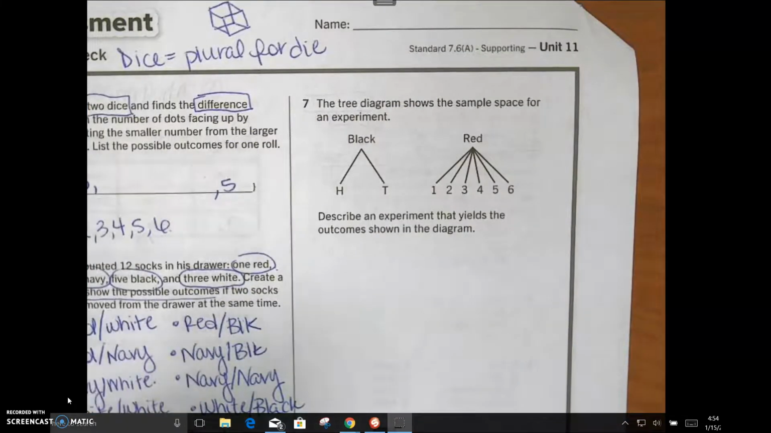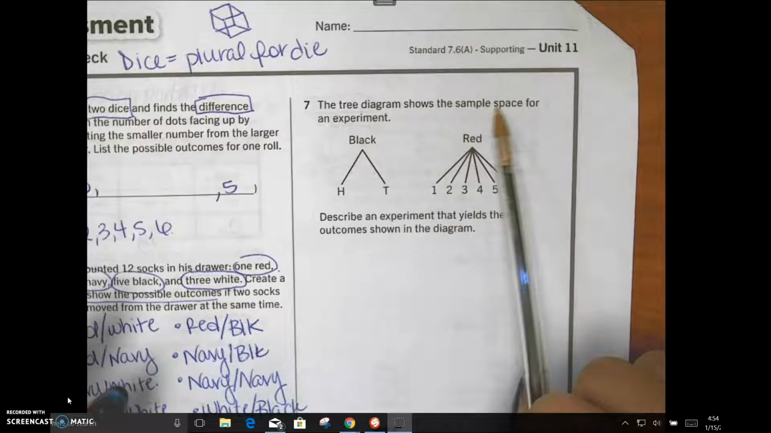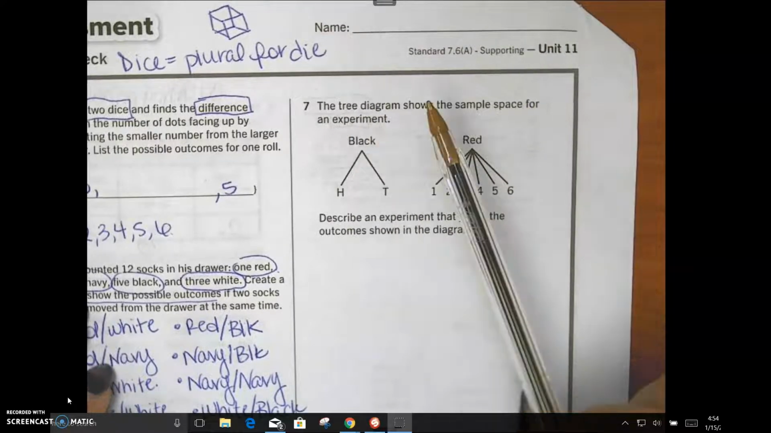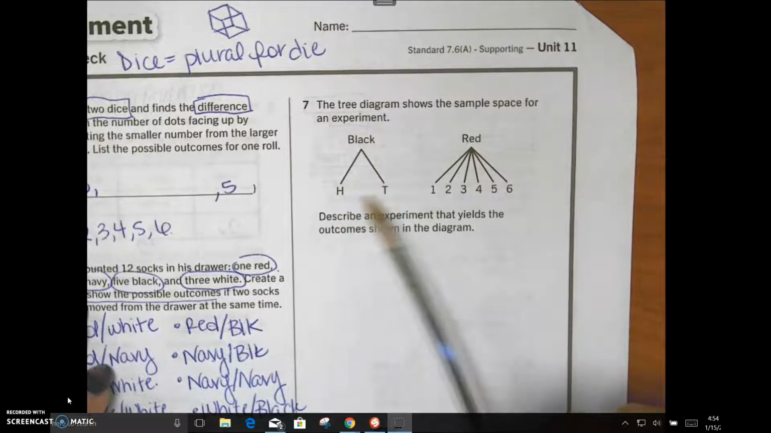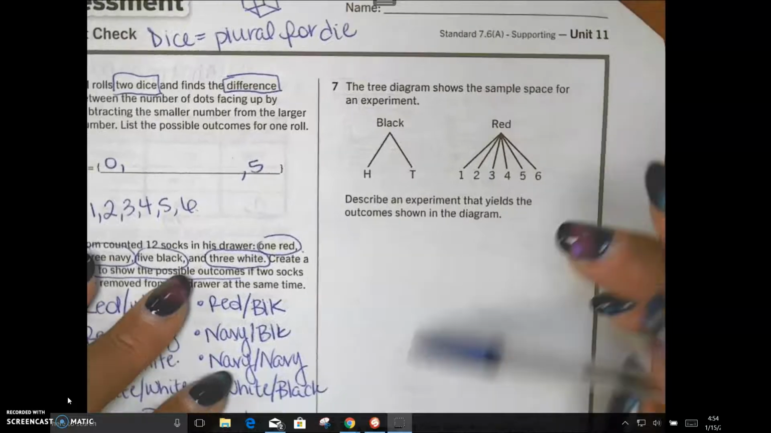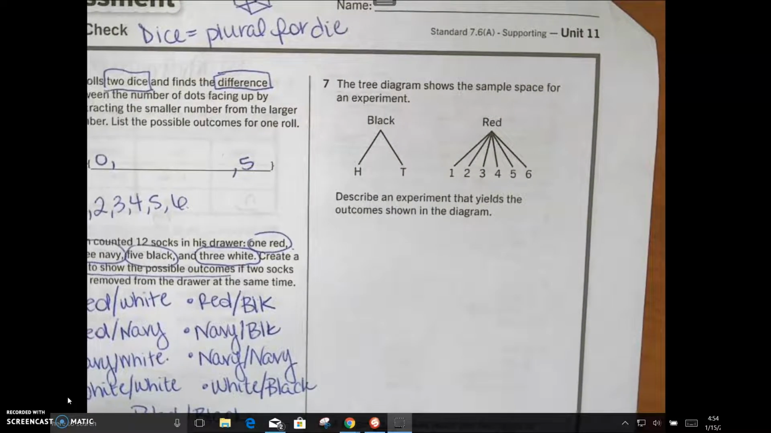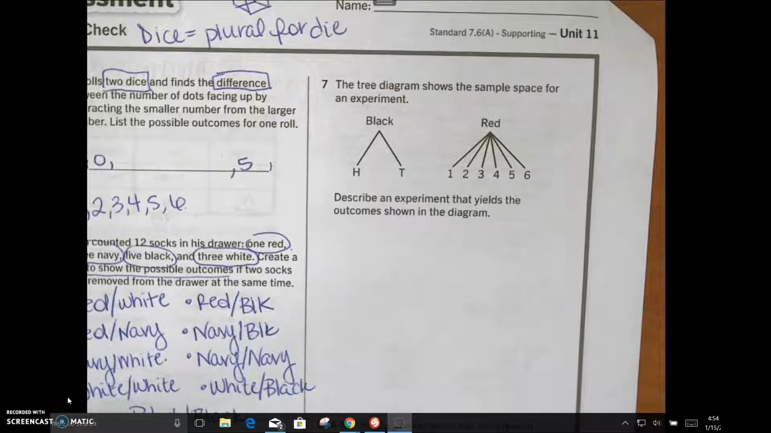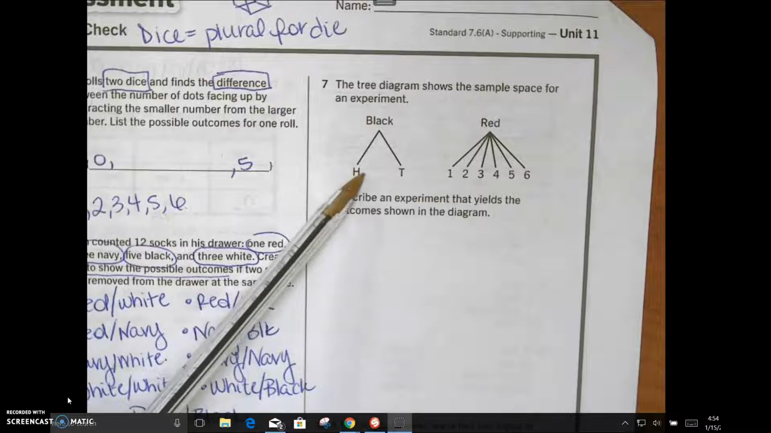Okay, looking at number 7. I have to think of a situation. So it says the tree diagram shows the sample space for an experiment. I have black at the top of my tree, and then over here I have H and T. What's the H and T for? What have we been talking about with probability? What have they said? What's the H and T for?